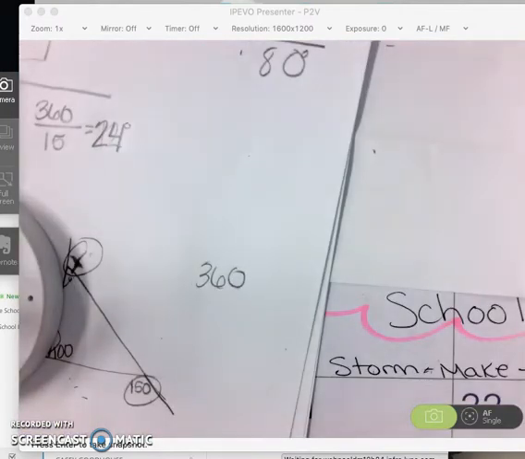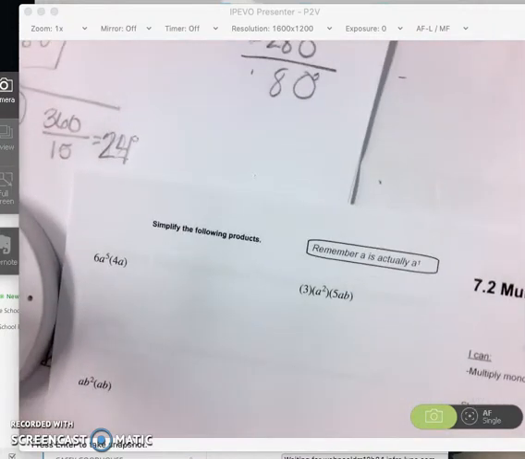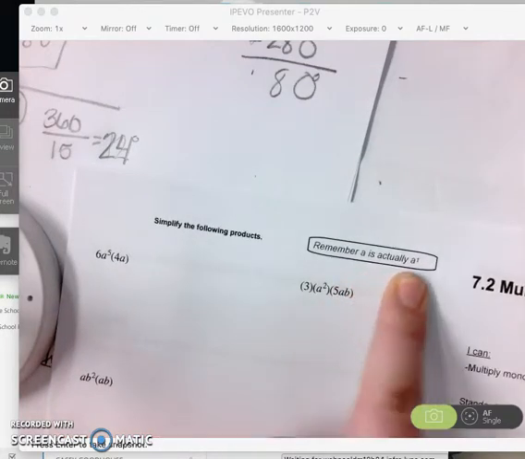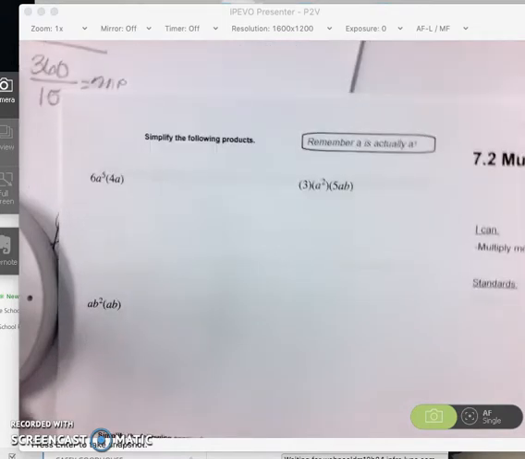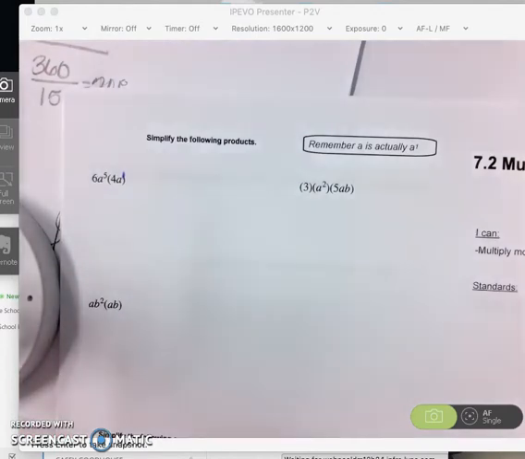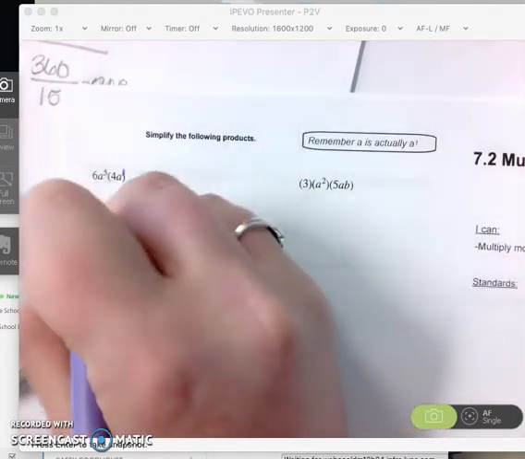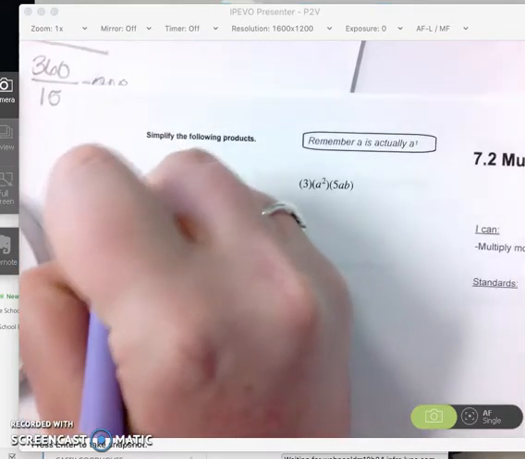Our next page. Simplifying the following products. Remember, a is actually a to the first. And that's a big one because if it's a to the first, you have a whole other a, right? So 6 times 4 is 24, and then a to the sixth power.